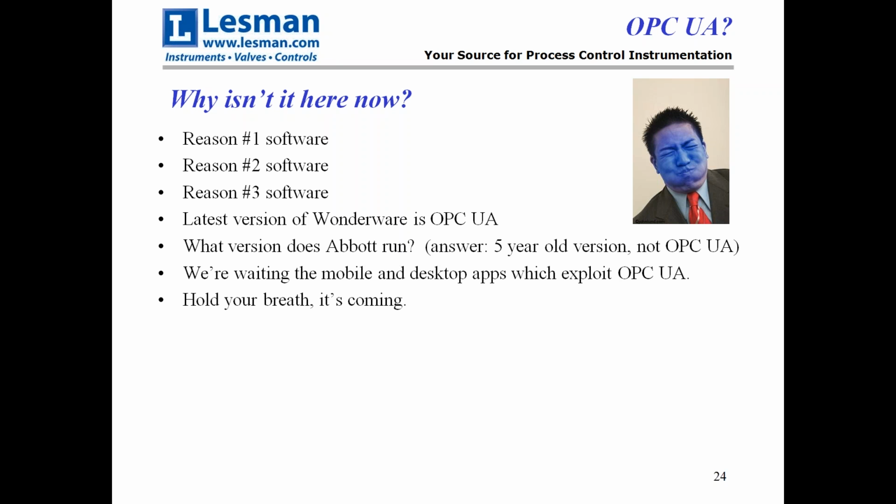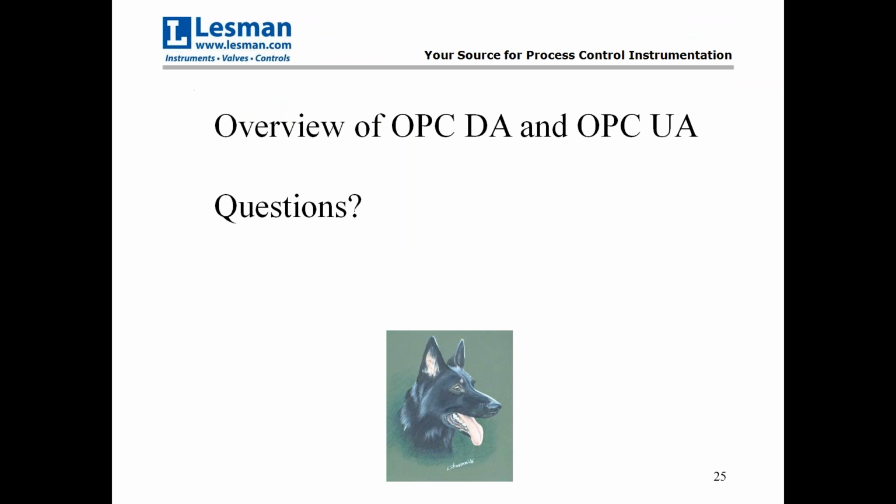But I think where we're really going to see it come out is when we get the mobile apps and the smaller desktop apps, which we'll load like we load apps on the iPhone. Oh, let's go to the App Store and get this. We'll hook up and see the data on our cell phones. So hold your breath. It's coming. It will be here eventually. So that covers OPC DA and OPC UA. Any questions?